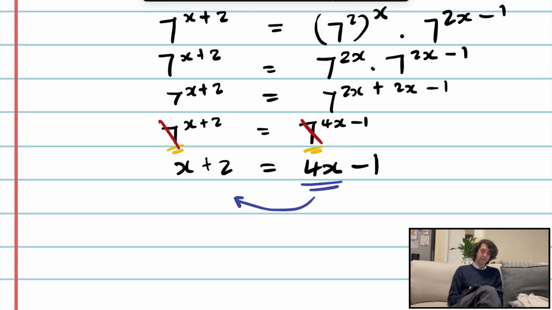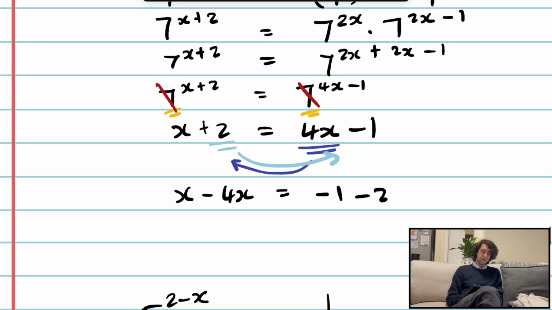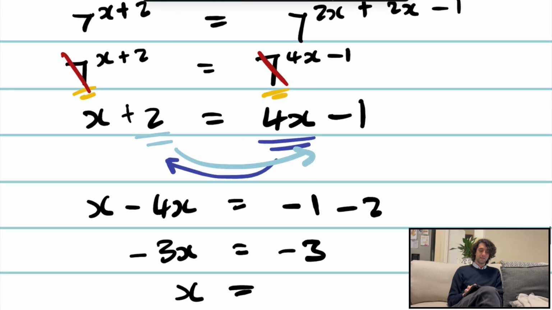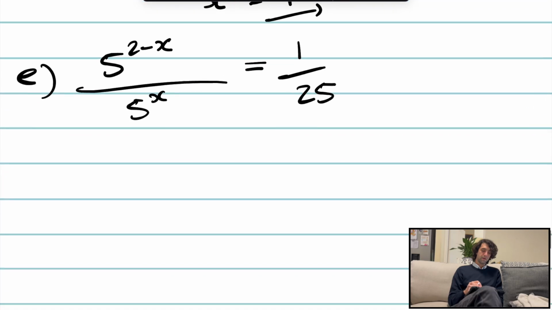I'm just going to bring all the x's to this side. I'm going to bring all of my constants to the other side. So I get x minus 4x is equal to -1 minus 2. That becomes -3x is equal to -3. And we find that x is equal to 1, because I'm dividing both sides by -3 over here. So x is equal to 1. Okay.